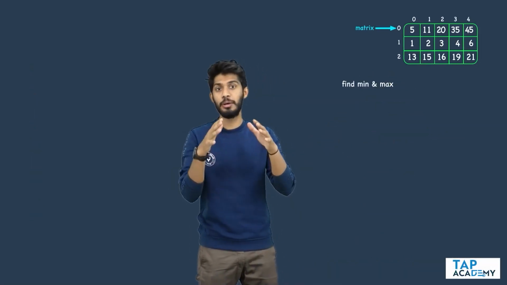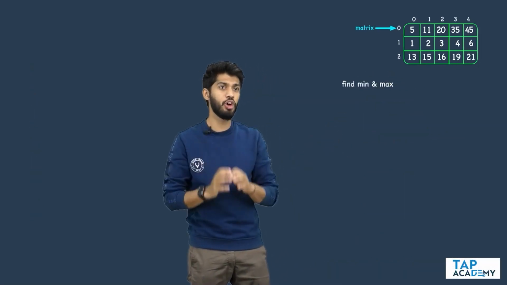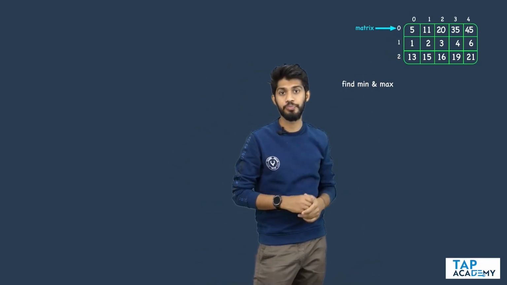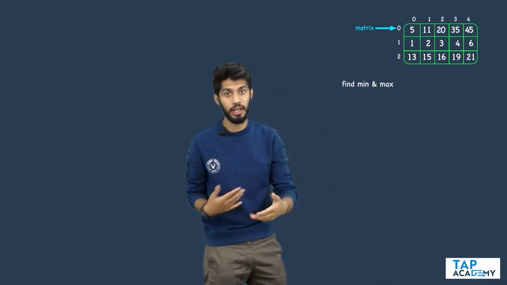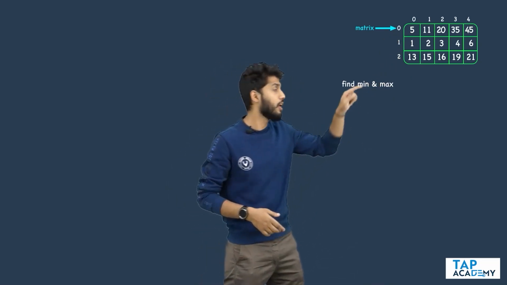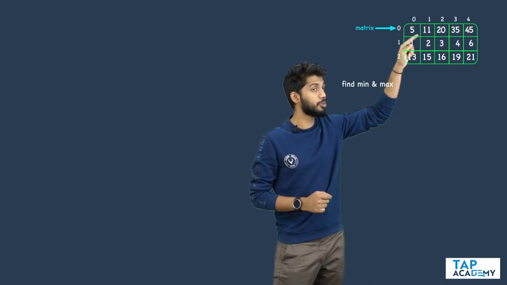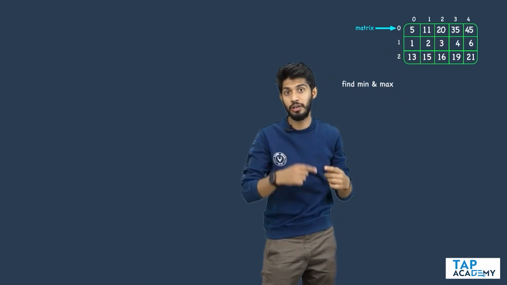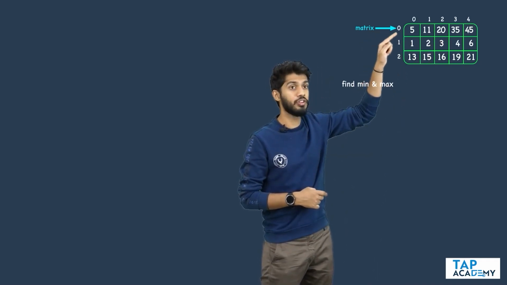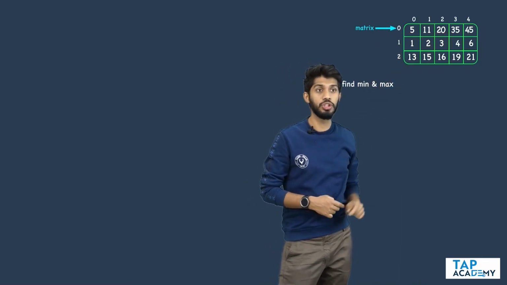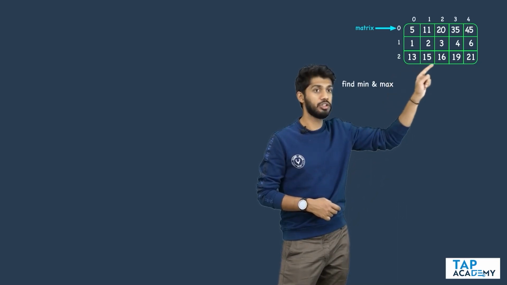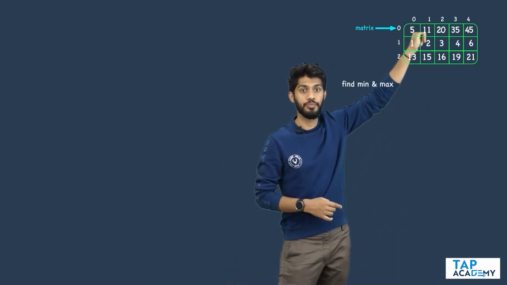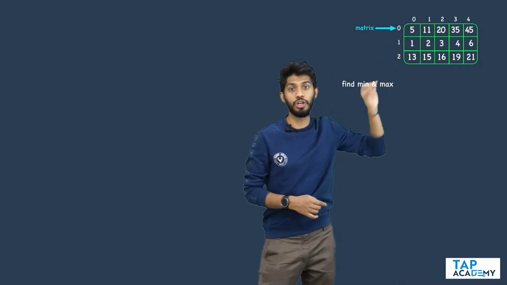To find the min and max, we need to do one observation in this array. This matrix is nothing but a two-dimensional array. If you observe, I told you that all the elements present in one particular row are sorted. If I observe only the first row, all the elements in the first row are sorted. All the elements in the second row are also sorted, and in the third row as well. But the whole matrix is not sorted, only every row is sorted.